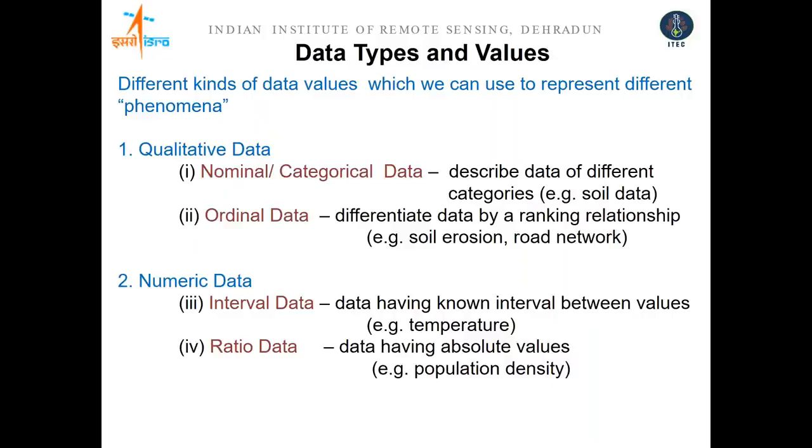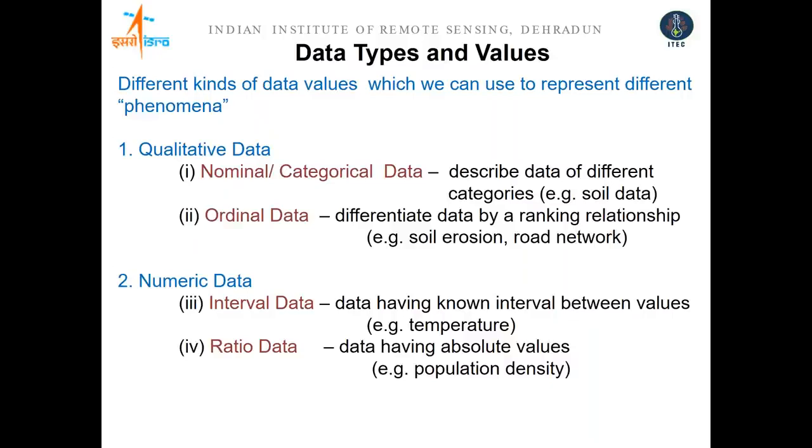The other category of the numeric or quantitative data is the ratio, where you are trying to give the absolute value of that particular data, whether you talk about population density, or the temperature data, or let us say rainfall. So these types, where you are trying to give the absolute values, come under the ratio data.